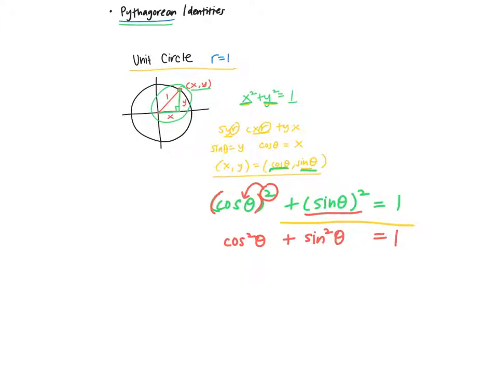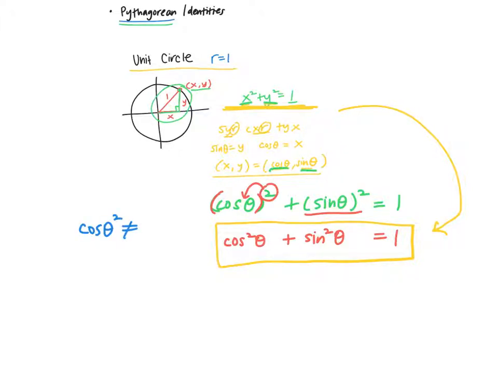So this is the first of the 3 Pythagorean identities. It's really the Pythagorean theorem written in terms of cosine and sine. One thing to note is that cosine theta squared does not equal cosine squared theta. Cosine squared theta is equal to cosine theta quantity squared. Cosine theta squared would be the cosine of theta squared. Here, it's the entire cosine being multiplied by itself; there, it's just the theta being multiplied by itself.